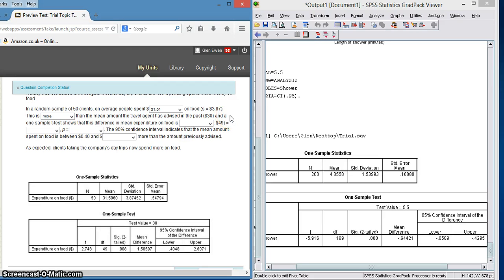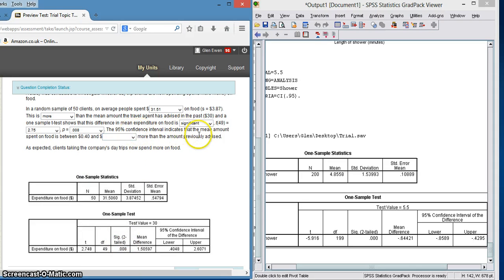And a one sample t-test shows that this difference in the mean expenditure on food is significant, because down here we had 0.008, which was less than 0.05. We have our T, again, degrees of freedom, 50 clients, minus 1 variable, 49. Again, don't worry too much about what that means, but that's just where that figure comes from. T49 equals 2.75. Let's hope that's there. Yep, going pretty well. P equals 0.008, and again, we already pointed that out down here, our significance level.